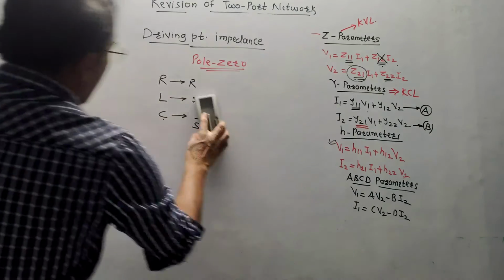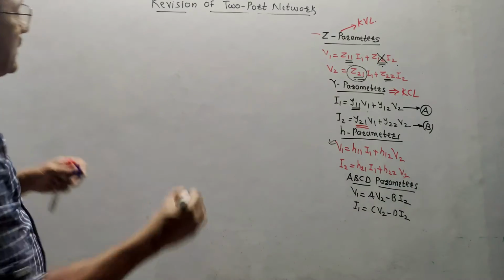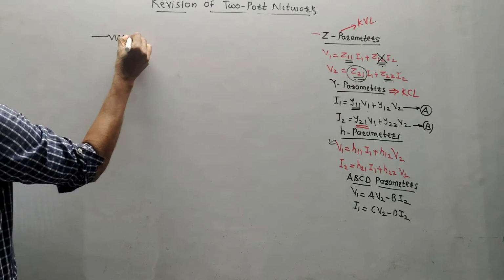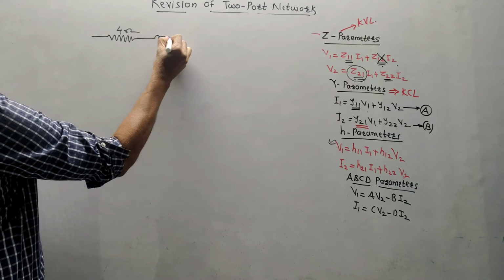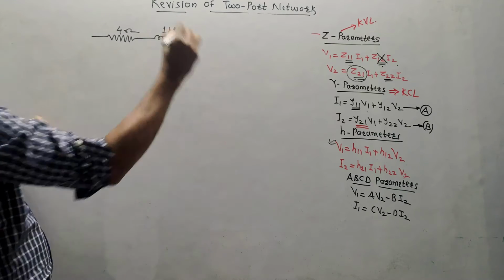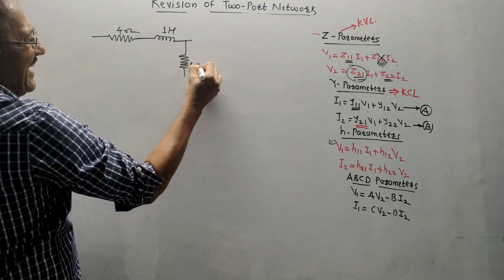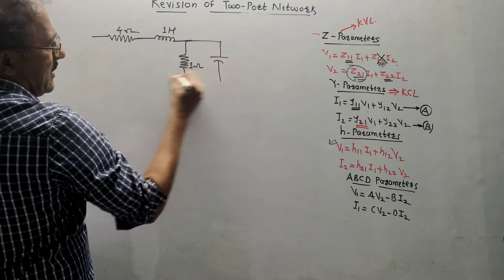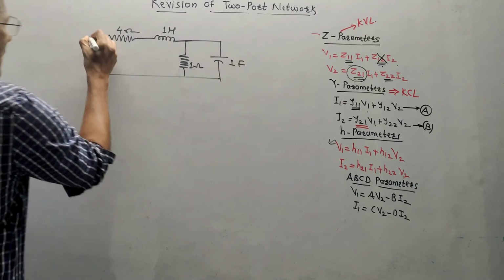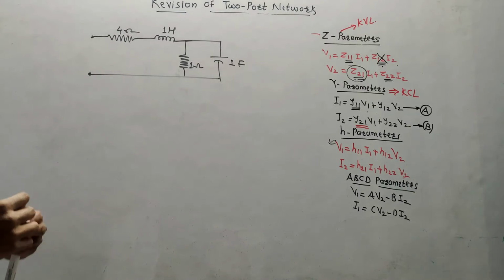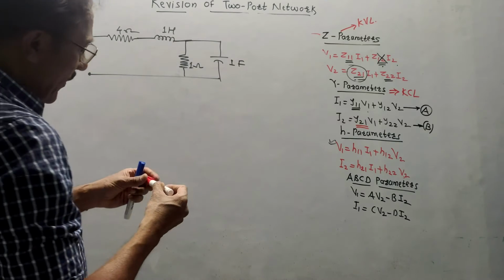I will explain one numerical on how to do these calculations, because this is an important part. Suppose the given diagram is like this. This is the value of resistance, which is 4 ohm. Then in series with this, there is one inductor of 1 Henry. Then again one resistance of 1 ohm, and the last component, one capacitor of value 1 farad. If it is asked to calculate the driving point impedance of this network and plot the pole zero diagram, how to do it? Right now I have explained you the formula.